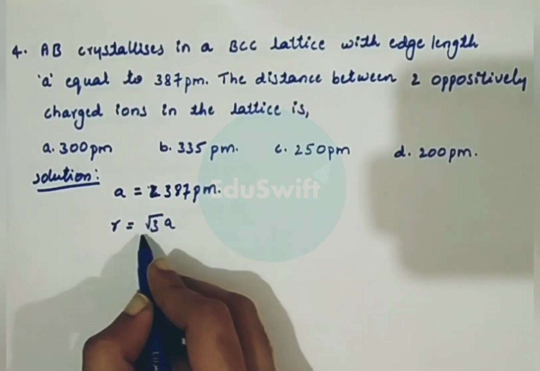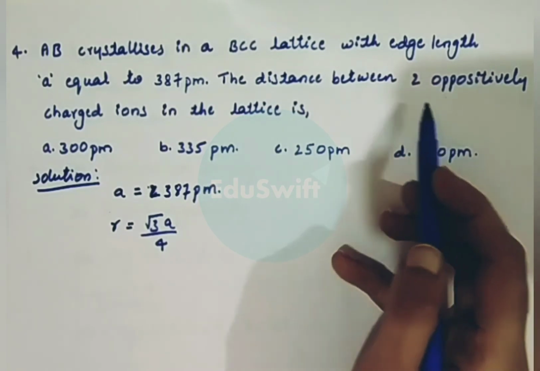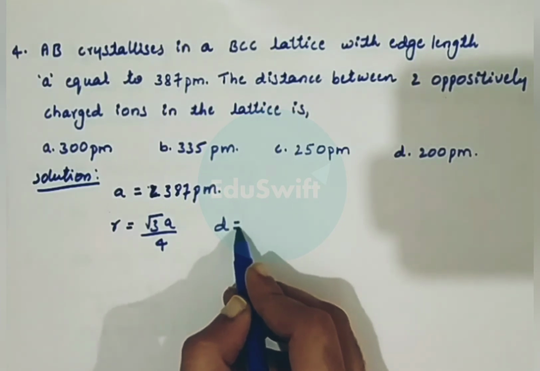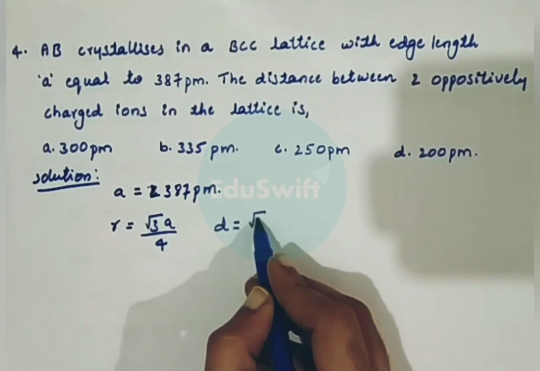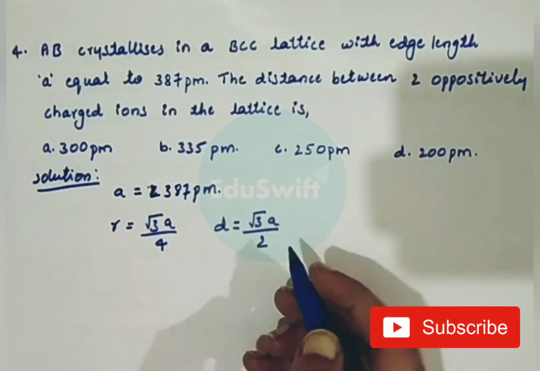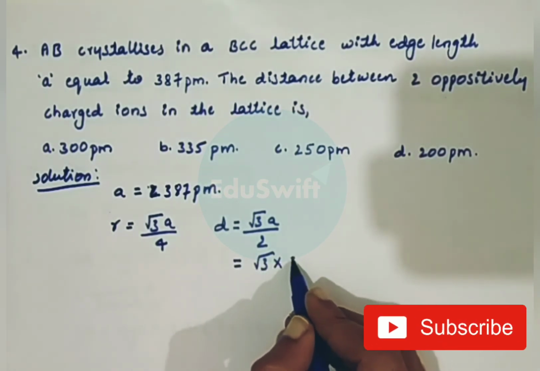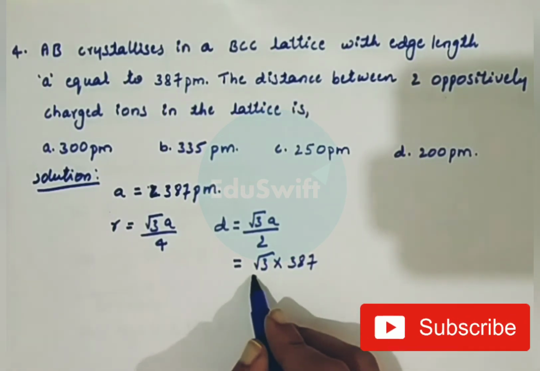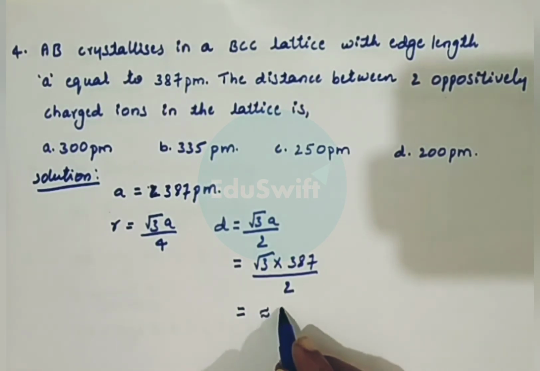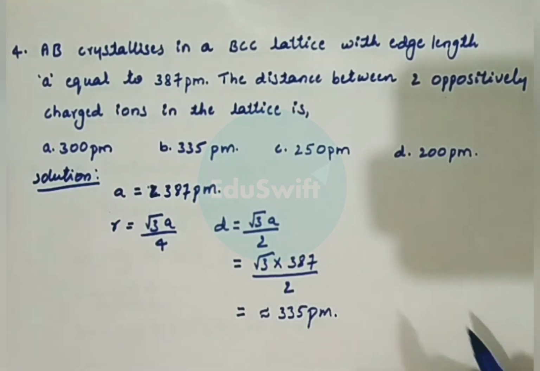But here r is not asked. The distance between two oppositely charged ions, that distance we have to calculate. So the value of d is equal to root 3 into a divided by 2. It becomes root 3a by 2. The value of a we have to substitute here. It is root 3 into 387, because a is 387, divided by 2. If we simplify this, we will get the answer which is nearly equal to 335 picometer. So option B is the right one.